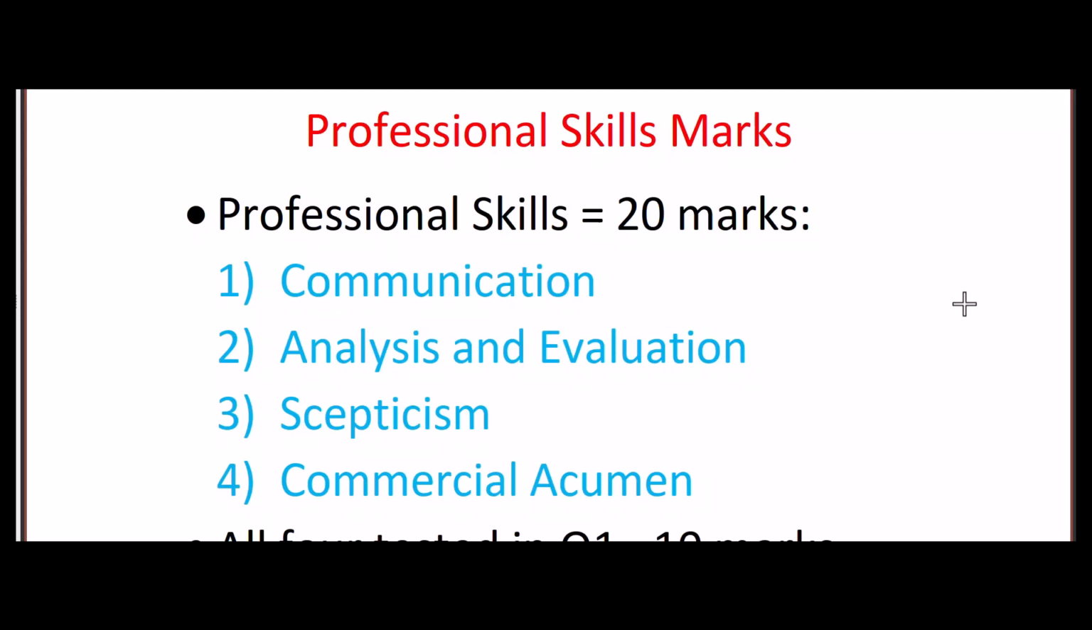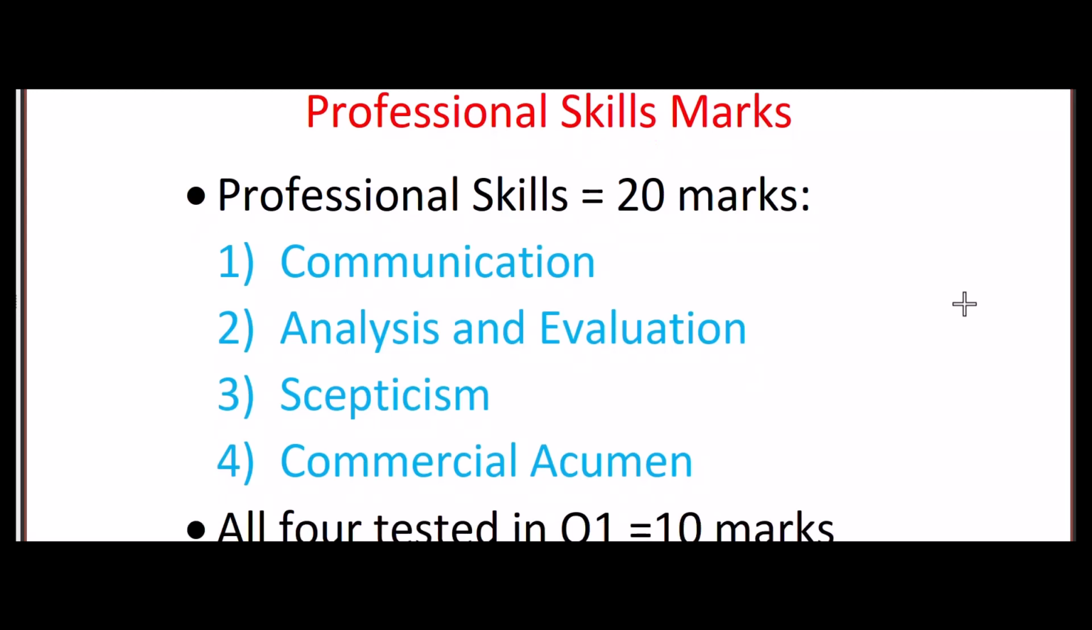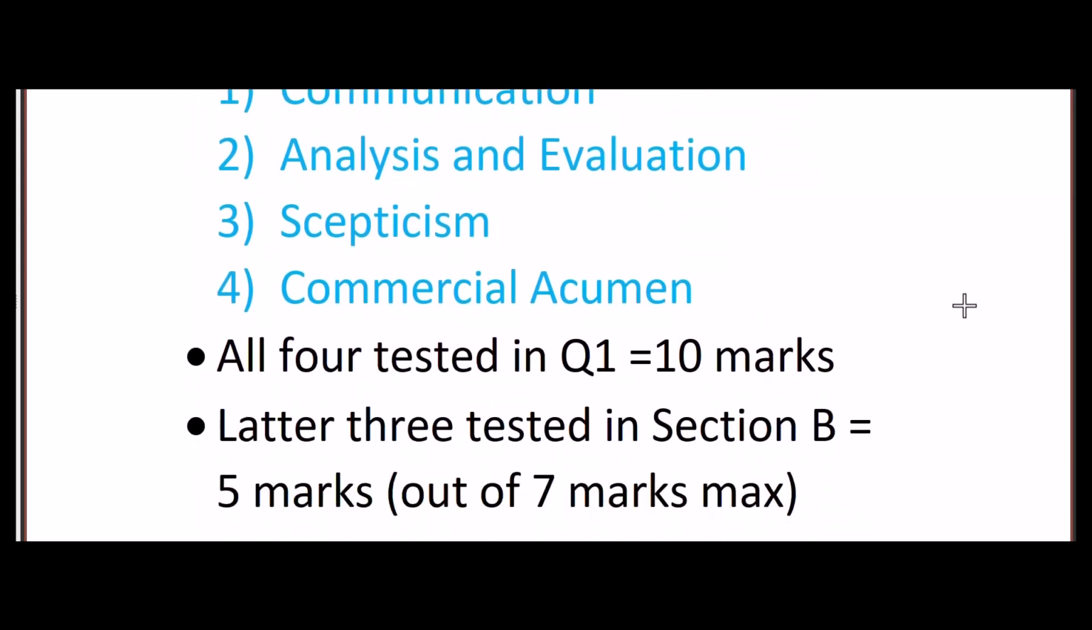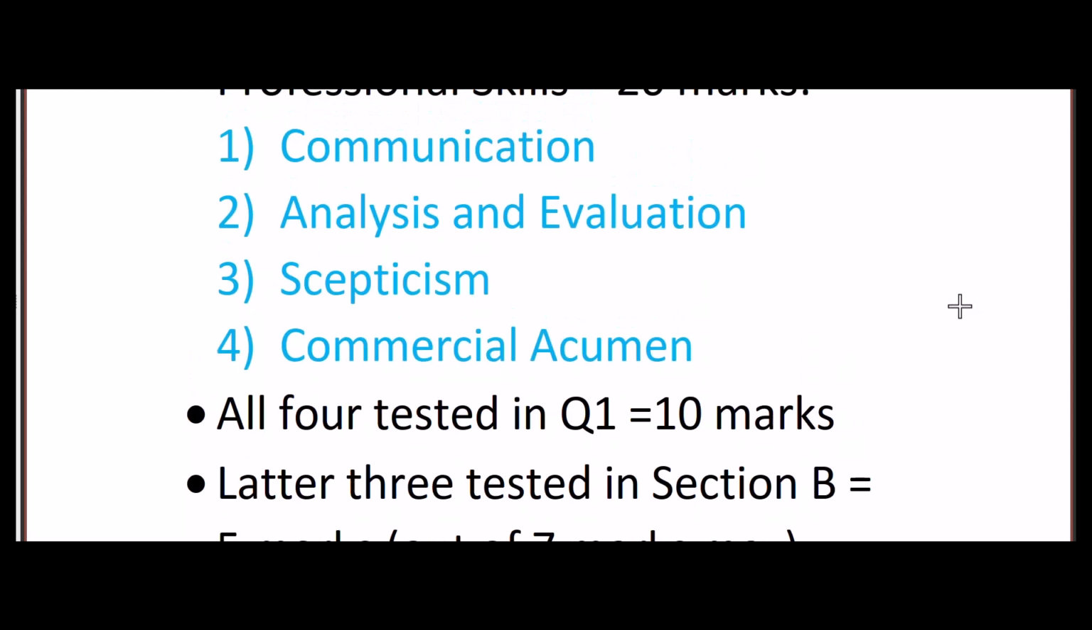And as I've stated above, 10 marks of those are going to be in question one, and 5 marks each in questions 2 and 3. Like I said, all 4 are tested in question number 1. And when you look at those 4 tested in question number 1, communication is, in my opinion, the easiest one to score on, where you're going to pick up 4 or 5 for setting out a nice report with the relevant appendices.